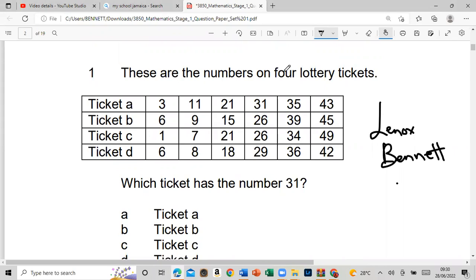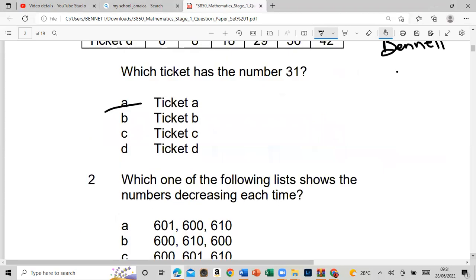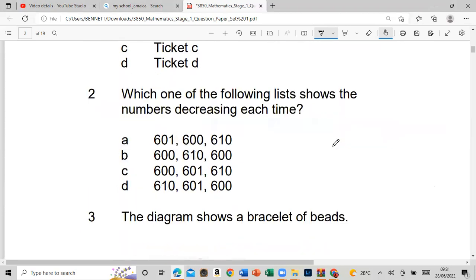All right. So these are the numbers of four lottery tickets, and they ask which ticket has the number 31. So 31 is here, so that will be ticket A. If a 31 player, the ticket A is the winner.